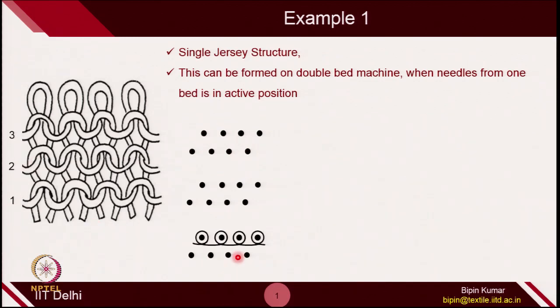In the first course only these needles are making the loops; the front bed is idle. The needles on the front bed are doing nothing. That is how you create a single jersey structure on a V bed machine or a double bed machine also. So, the first course has been formed, this is how you create the second course and this is how you create the third course. It is also important that you know the needle arrangement, because it is very important.